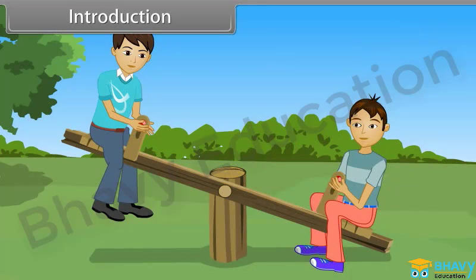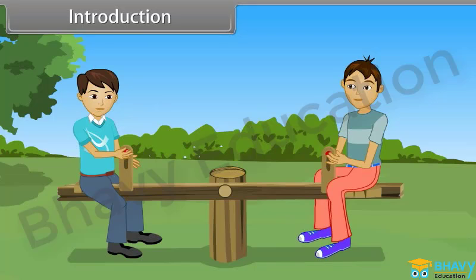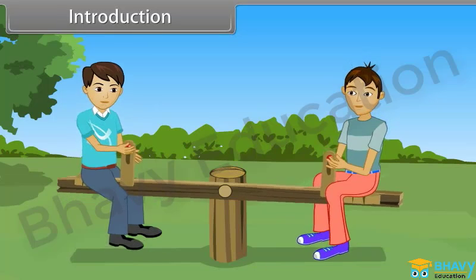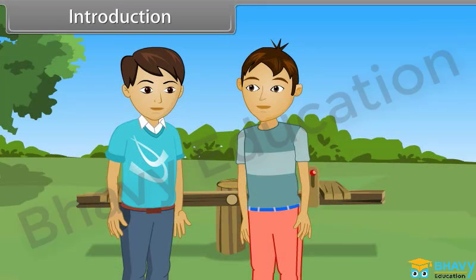When they both sat on the seesaw, it was not balanced. Then Roy pushes himself forward on the seat. Now the seesaw is balanced and they enjoy the ride. After the ride, Ajit asked Roy how he was able to balance the seesaw.